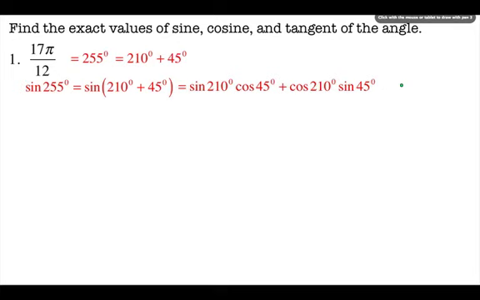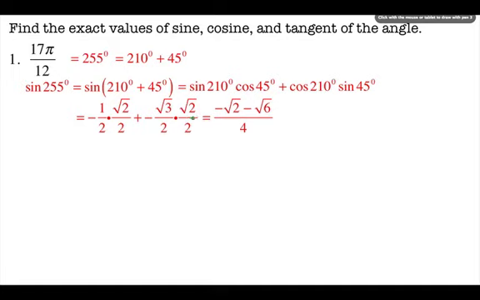And then you refer to the unit circle, and you should be able to see why sine of 210 is negative 1/2, cosine of 45 is radical 2 over 2, plus cosine of 210 is negative radical 3 over 2, and sine of 45 is radical 2 over 2. And then at this point, you're basically going to apply your pre-algebra skills, and you get the following. And this is your answer. Sine of 255 is equivalent to this.